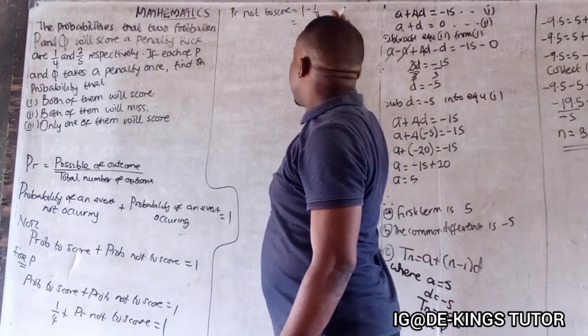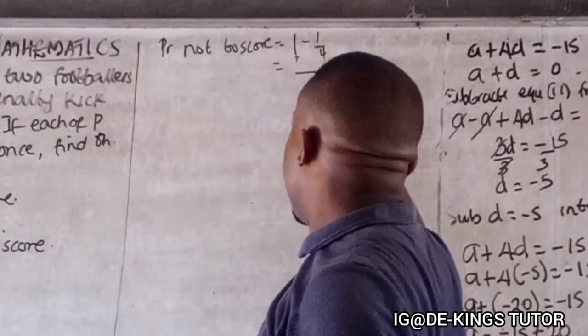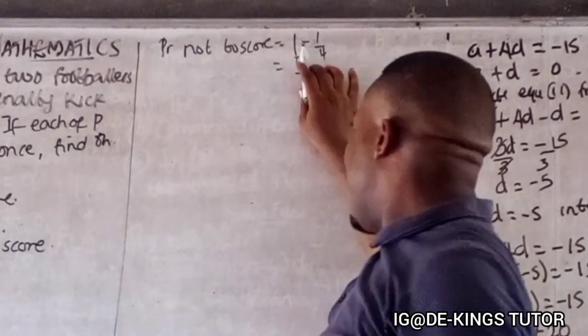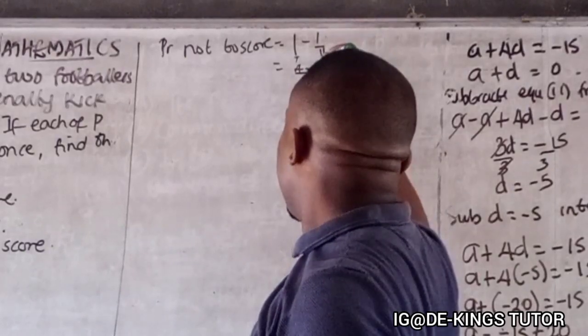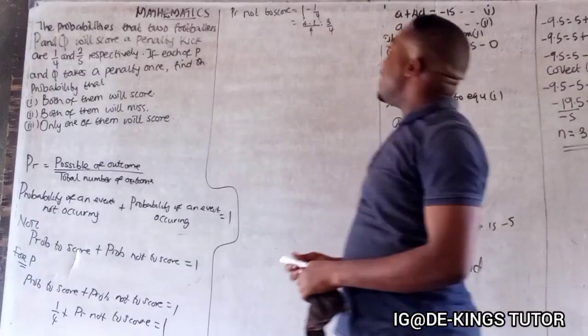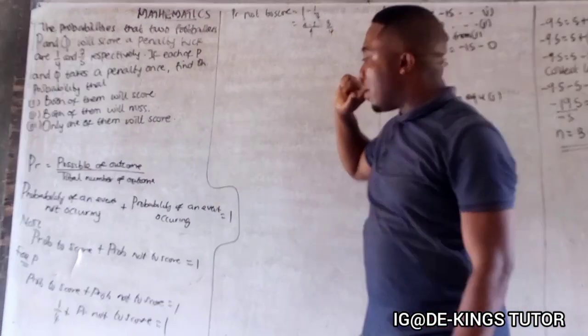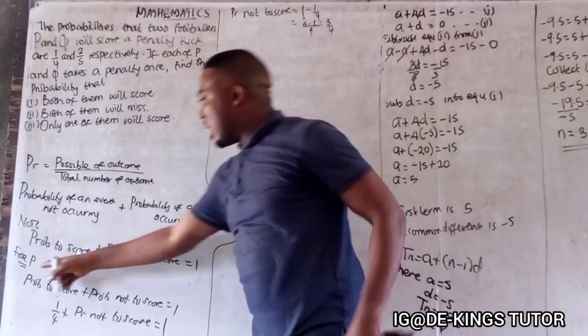So if we do that, 1 minus 1 over 4. Now we collect the LCM, same for 4 and 4. 4 divided by 1 is 4, and 4 divided by 4 is 1. So we have 4 minus 1 over 4, that is 3 over 4. Now the probability for P not to score is 3 over 4, and the probability for P to score is 1 over 4. Just follow me. And that's 1, that is for P.